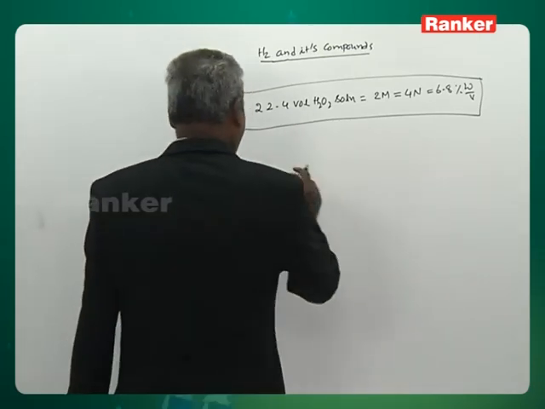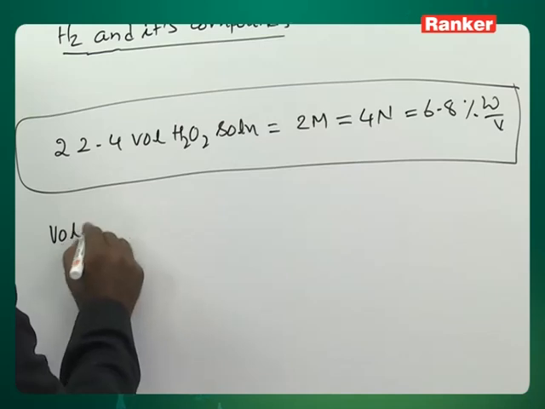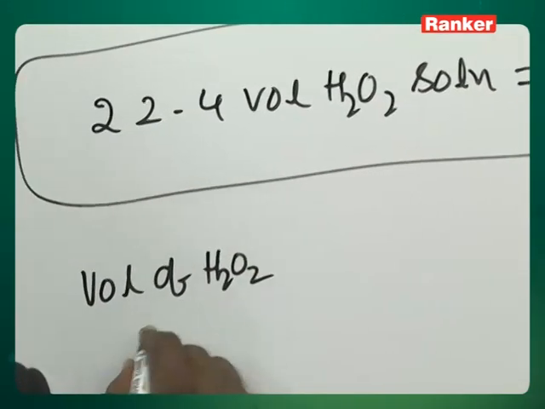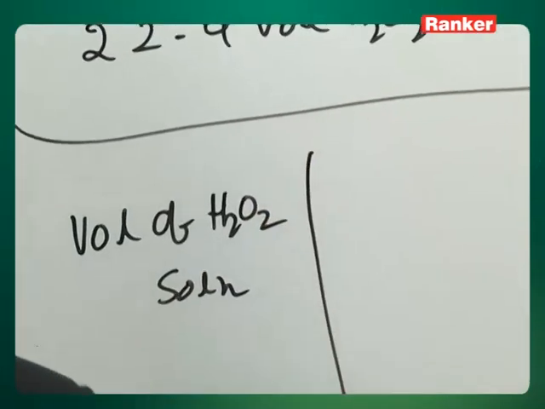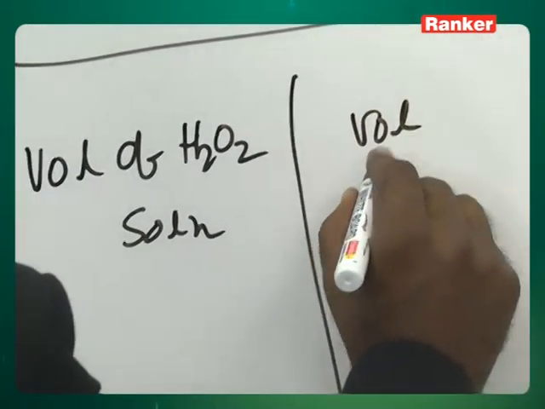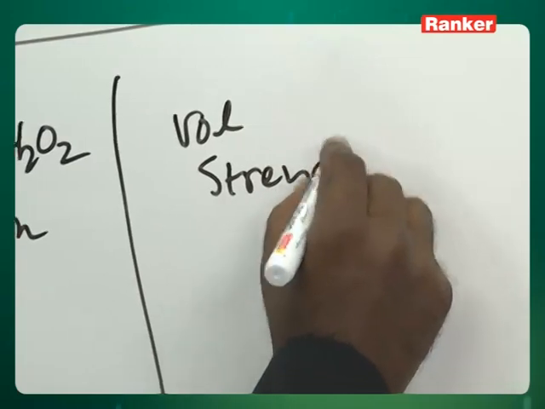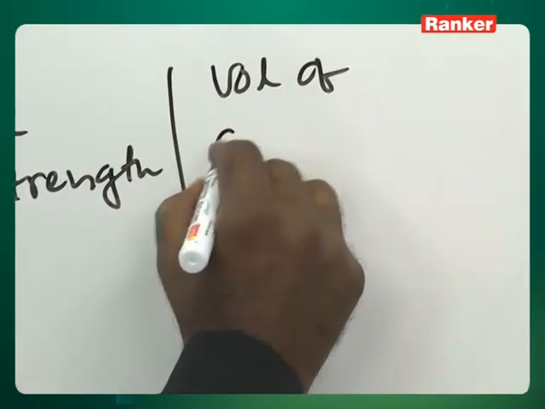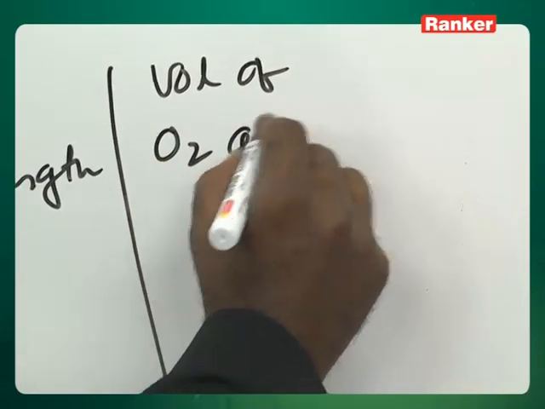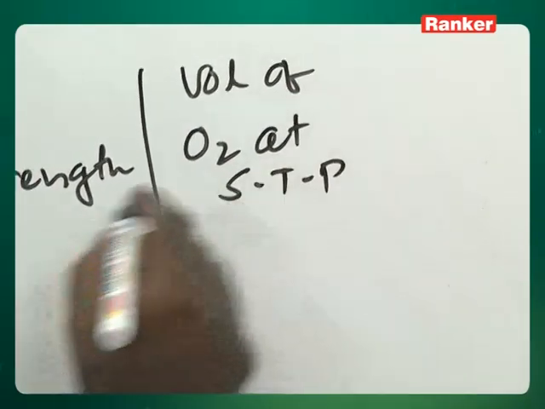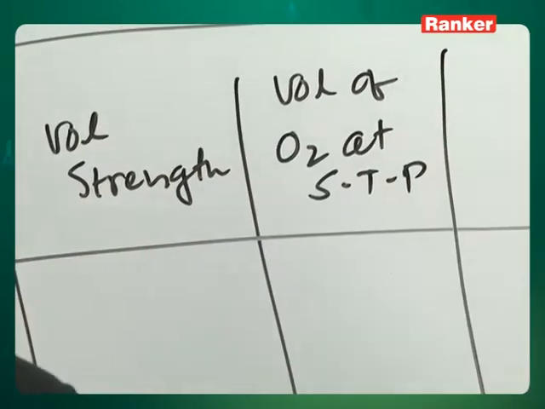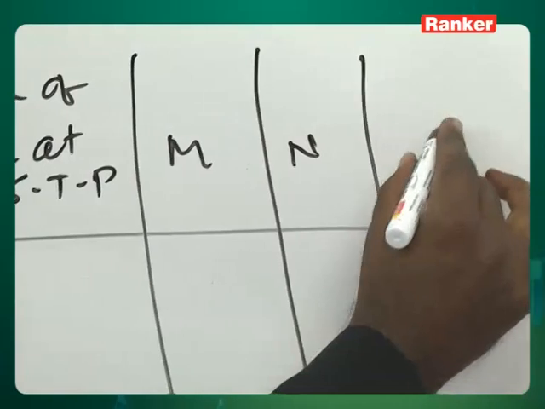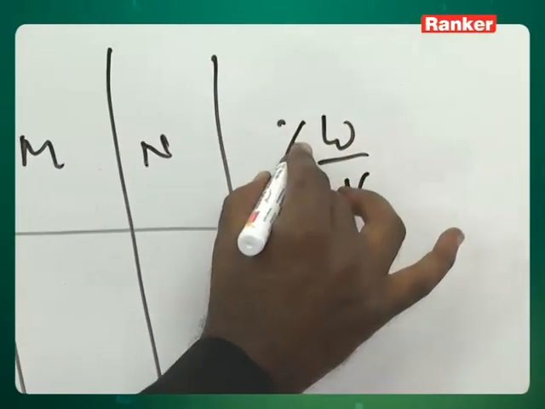Now, let us do a few problems. Volume of H2O2 solution, volume strength, volume of oxygen produced at STP, molarity, normality, percentage weight by volume.